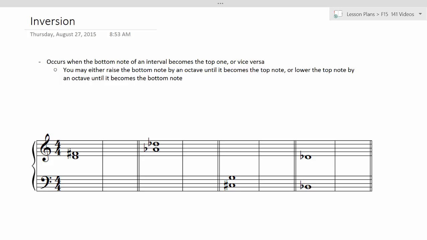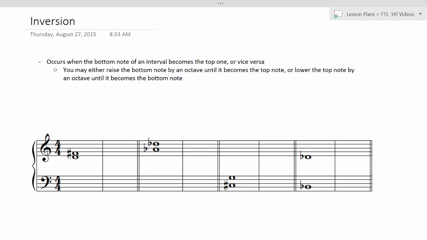This video is about inversion, and by the end of the video you should know how to invert an interval and how to recognize when two intervals are inversionally related. Inversion occurs when the bottom note of an interval becomes the top note, or vice versa, when the top note becomes the bottom note.